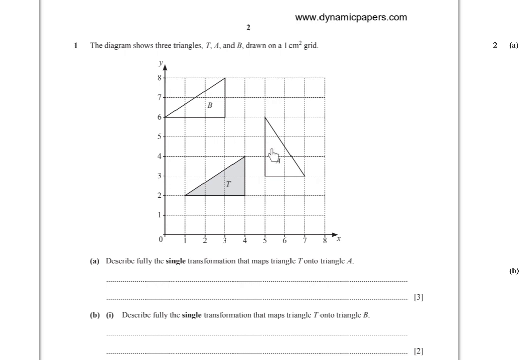From T to A, this is a rotation, 90 degrees clockwise. We need to find the center of rotation. For the center of rotation, you can use tracing paper or you can use the triangle method.